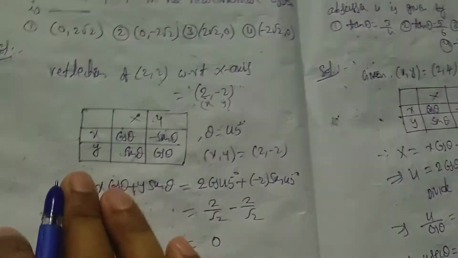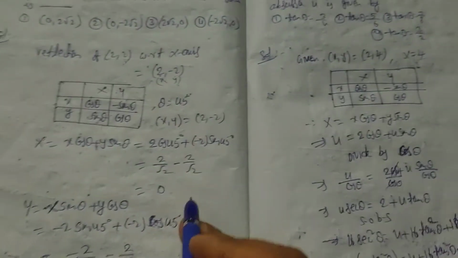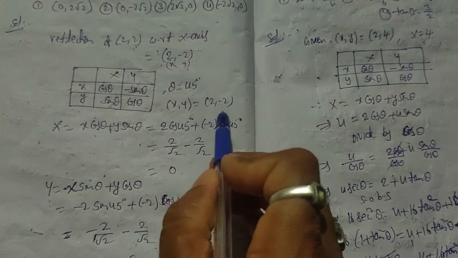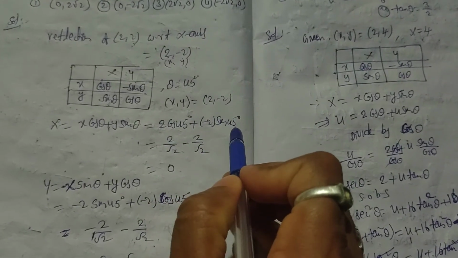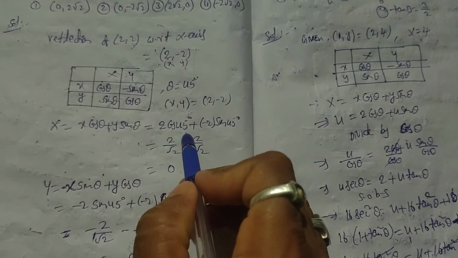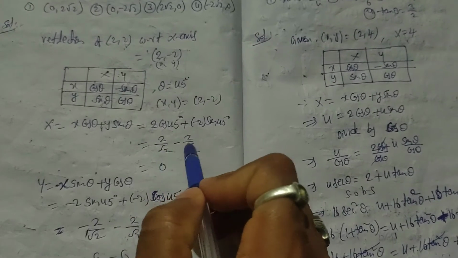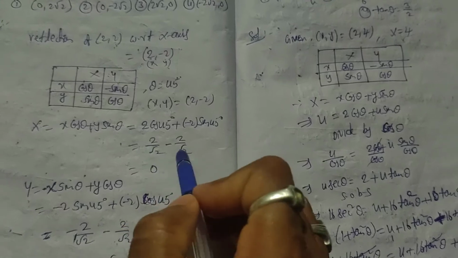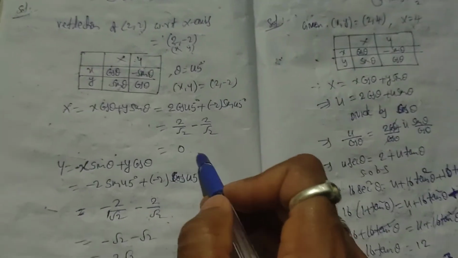Okay, that is equal to 2 into cos 45 degrees plus minus 2 into sin 45 degrees, because y is equal to minus 2. Cos 45 degrees means 1 by root 2. So 2 by root 2 minus, sin 45 degrees means 1 by root 2, so minus 2 by root 2. 2 by root 2 minus 2 by root 2 gets cancelled. That is equal to 0.